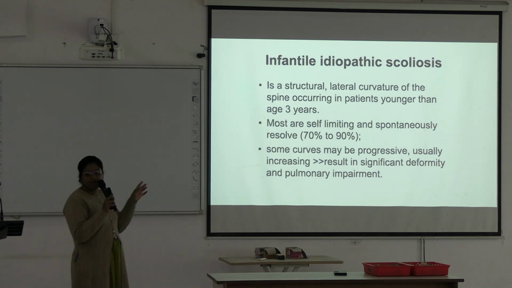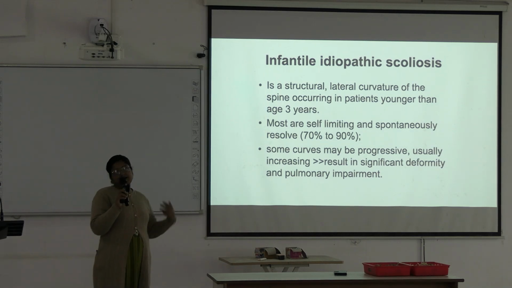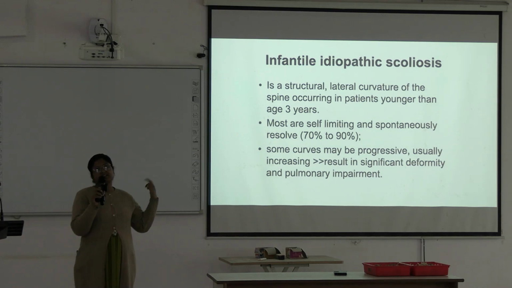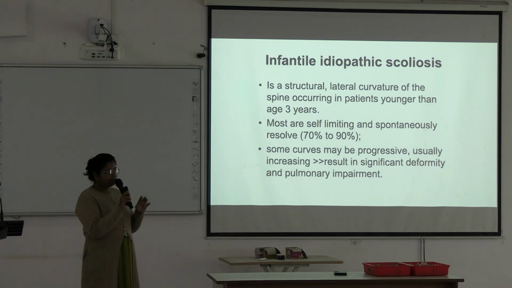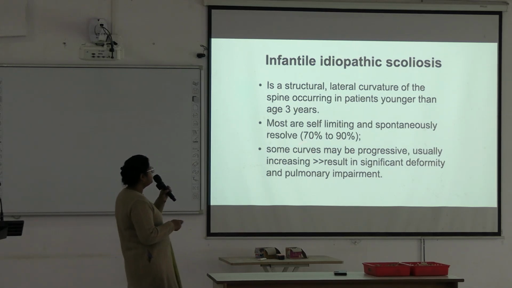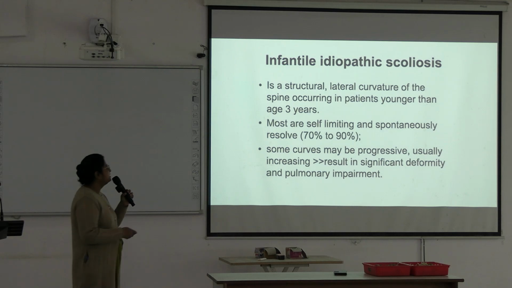Due to this bending of the spine, lung development will also be hampered because one side is compressed, it has less space. That's why pulmonary impairment can also occur if significant curvature is present.